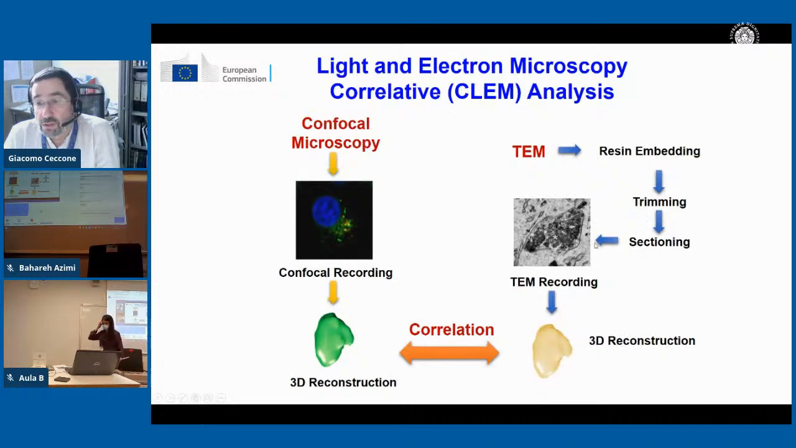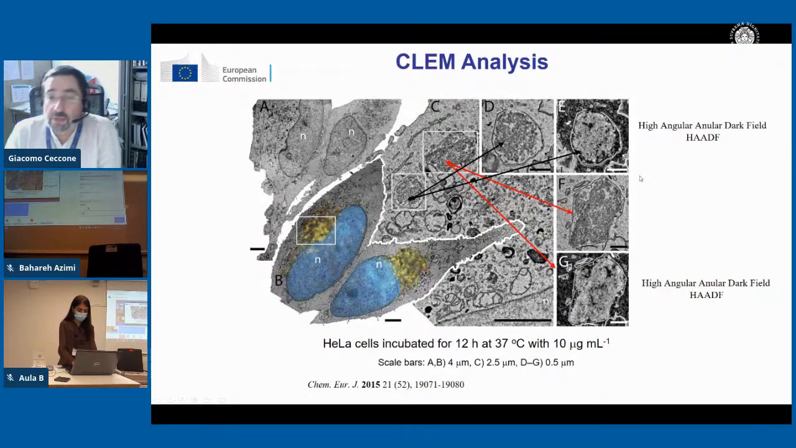and looking at the same cells by TEM, and reconstructing with the correlation. And as you can see here, this kind of nanoparticle is essentially internalized, as we saw also with the confocal microscopy. And by sectioning and doing the TEM, we see the agglomeration of the carbon nanoions in the lysosome. So this is a quite interesting type of analysis that can be used to correlate light microscopy with TEM.